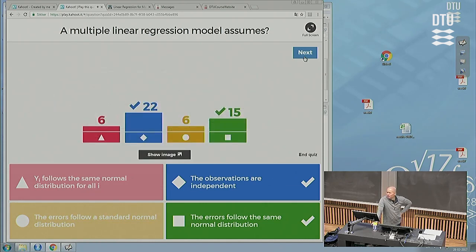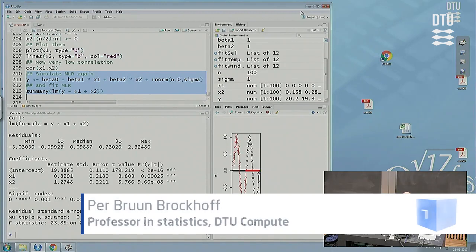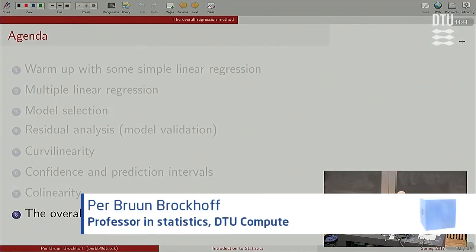Same question as last week, actually. So it's the same answer also. So good job there, most of you. Nice name. We have one more little thing to do.